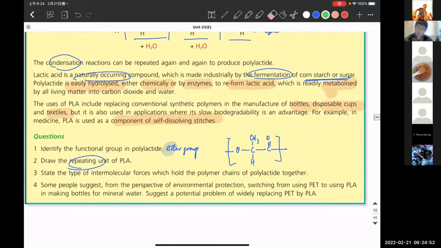State the type of intermolecular force that will hold the polymer chains of polylactide together. Do you know the type of intermolecular force that holds the polymer chains of polylactide together? Van der Waals forces. Yes, that's right. Van der Waals force. Okay, this is a type of van der Waals force.